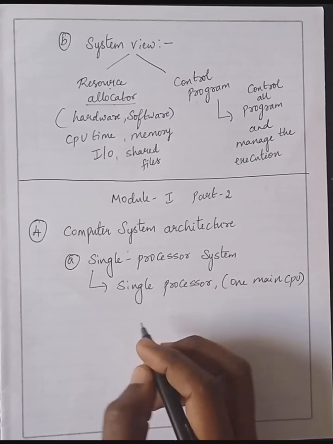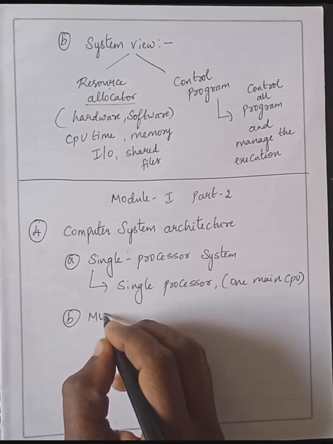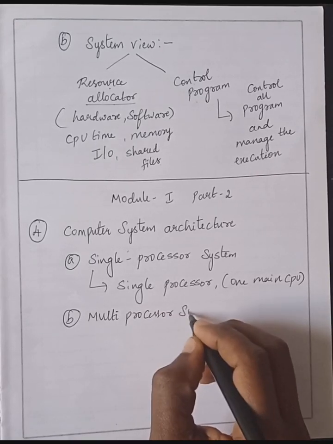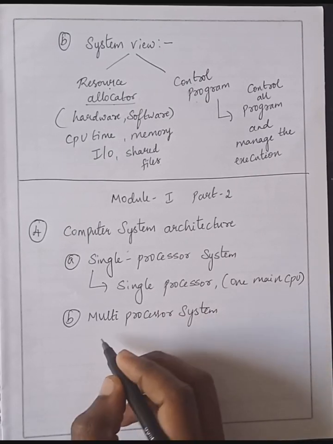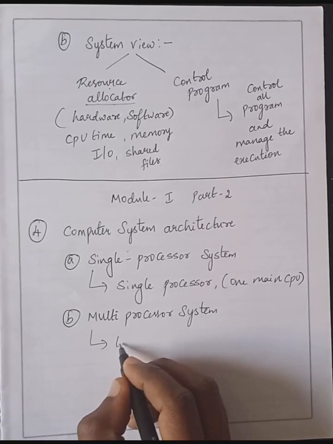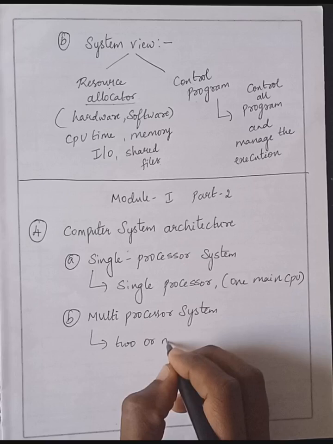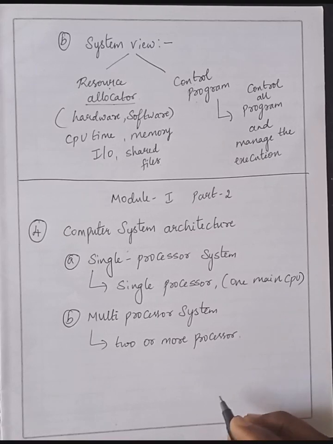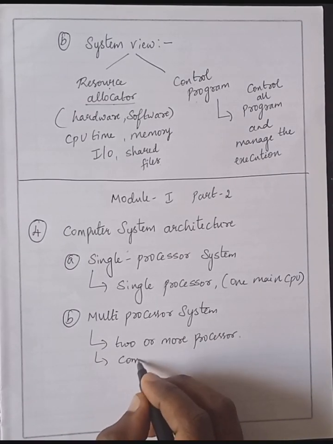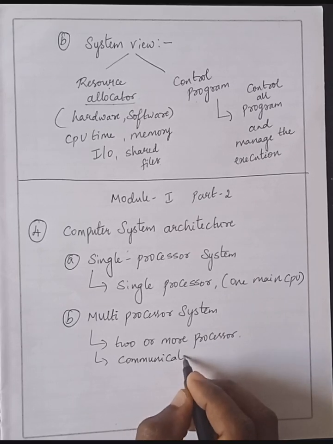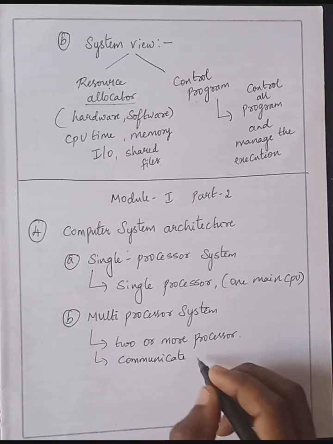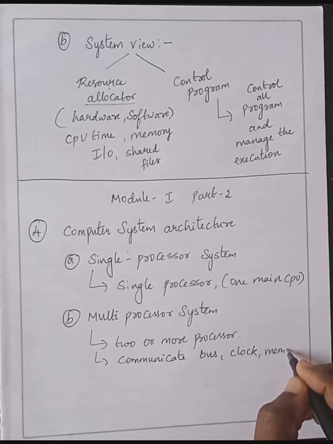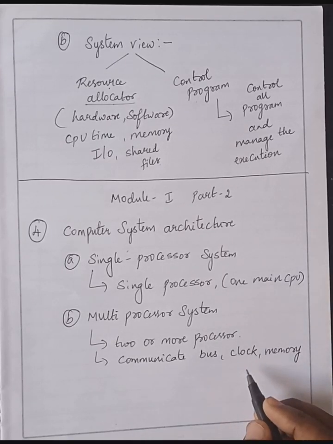So, the second one is the multiprocessor system. In a multiprocessor system, what happens? There are two or more processors joined together and working in an efficient way, that is, more than one processor. They communicate with each other. Even though they are separate, they communicate to share the data. They have a common bus, clock cycle, and memory, and they share the information by using all of this.